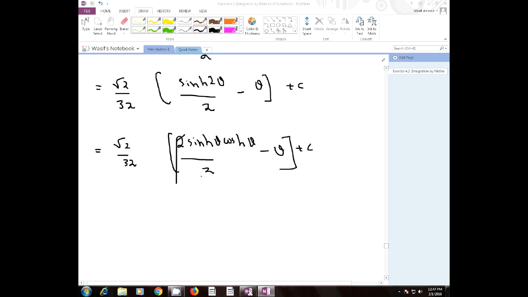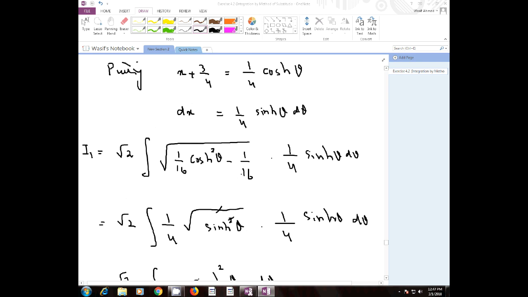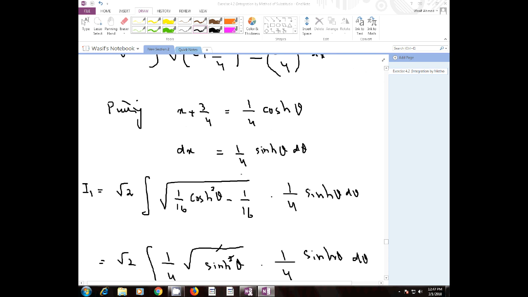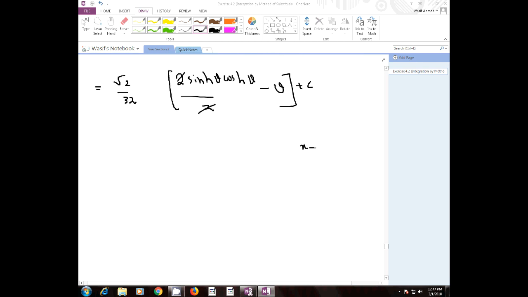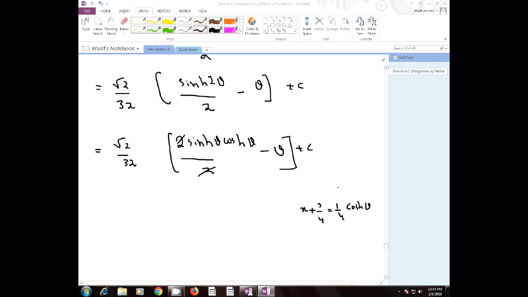And in the next step, 2 gets cancelled with the 2, and you have to write the values of sine hyperbolic theta and cos hyperbolic theta. Since x plus 3 by 4 is equal to 1 by 4 cos hyperbolic theta, this implies that if you multiply both of the sides with 4, you have 4x plus 3 is equal to cos hyperbolic theta.